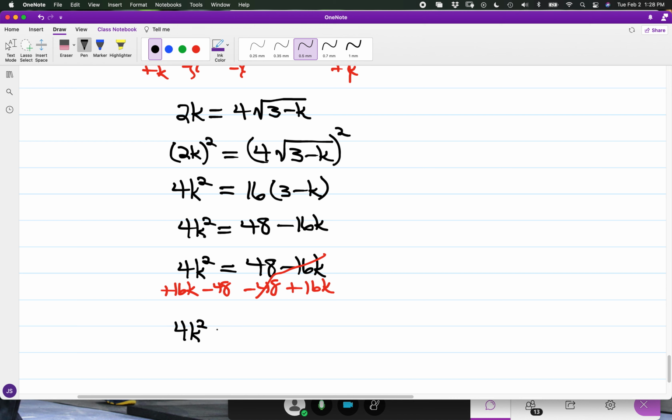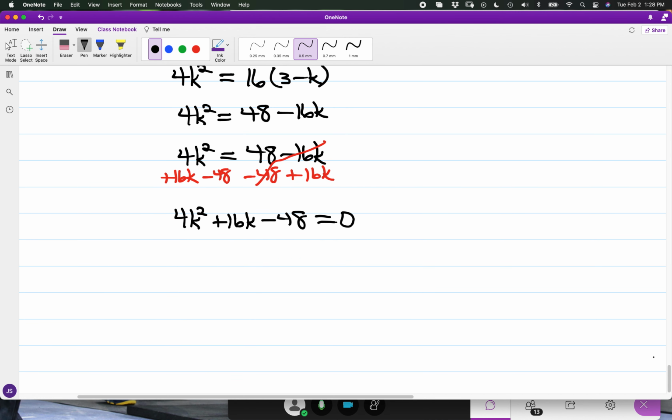So you have 4k squared plus 16k minus 48 equals 0. And what I can do here in terms of the follow through is that the greatest common factor in the set is going to be 4.